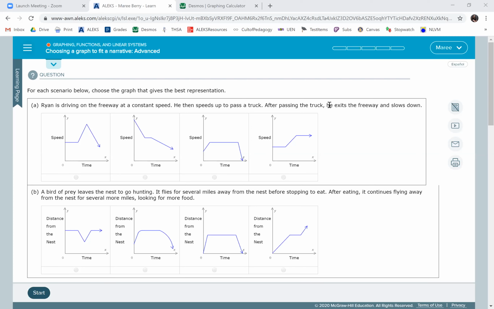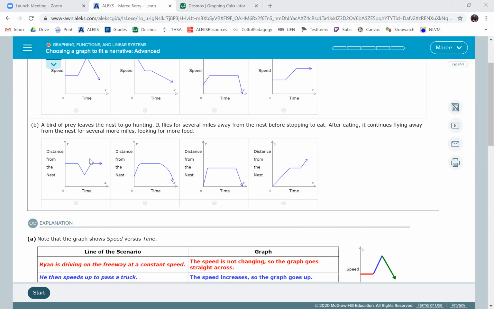After passing the truck, he exits the freeway and slows down. So he's going to have to slow down. This one at the end, he's maintaining a constant speed after, but we need him to slow down. So it's going to be the first one because it's going to go downhill. Now for distance from something, let's look at what it looks like.